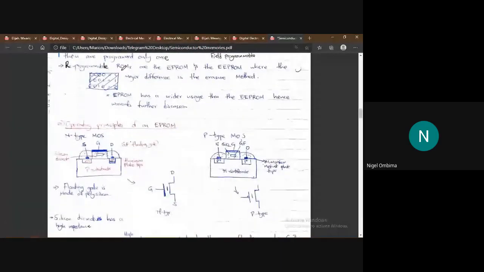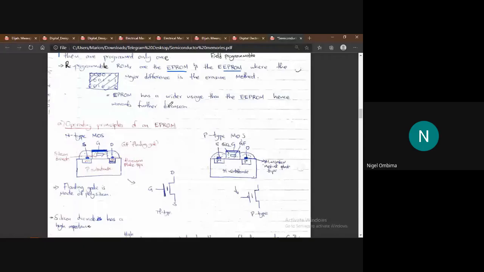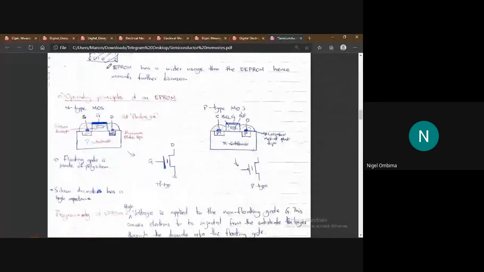Reprogrammable ROMs are the EEPROM and the UV EPROM, where the major difference is the erasure method. This uses electrical signals. This one uses ultraviolet rays. EEPROM has a wider usage than the UV EPROM, hence warrants further discussion. So we're supposed to study this, but this one is not used mostly, so we don't study it.